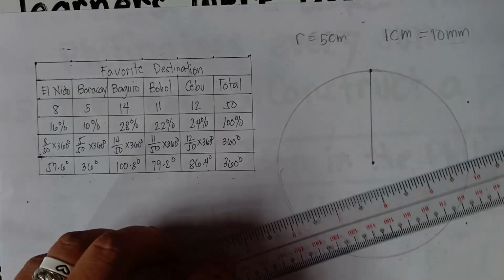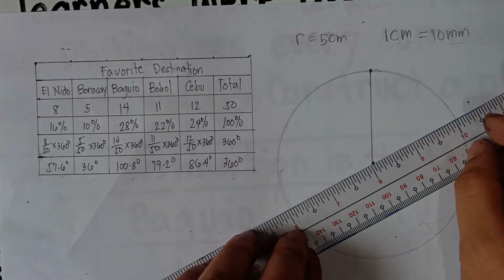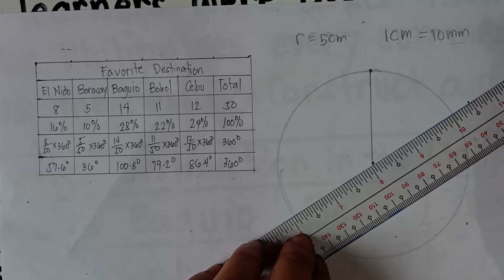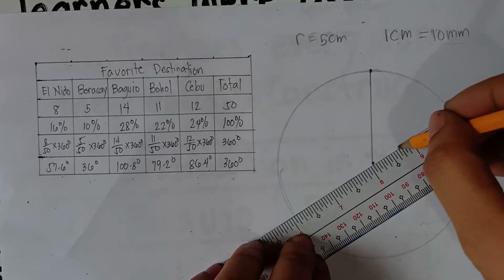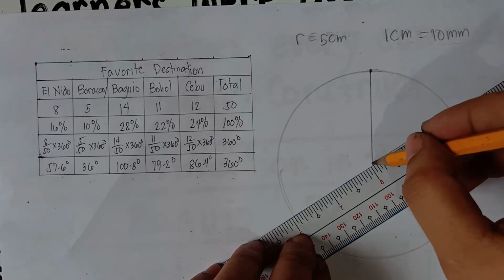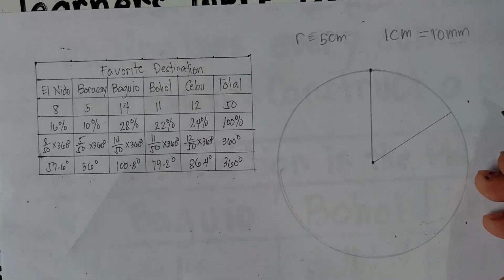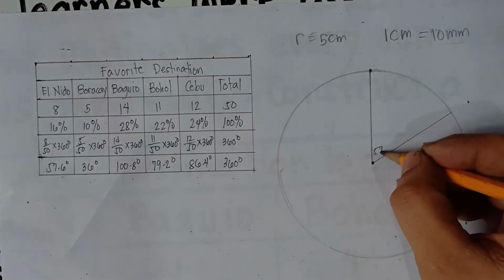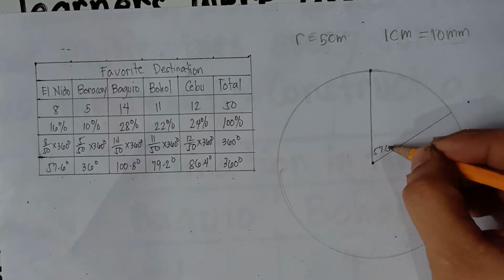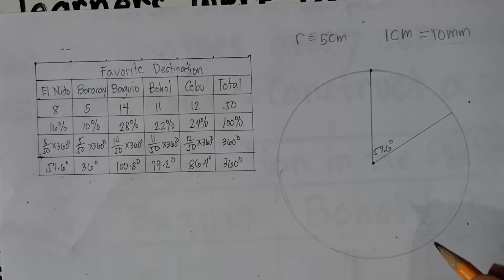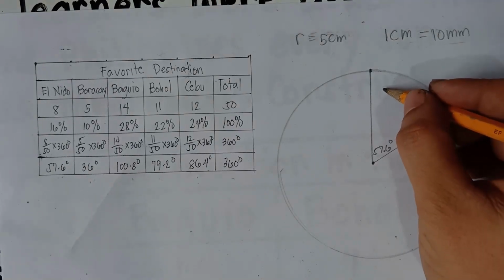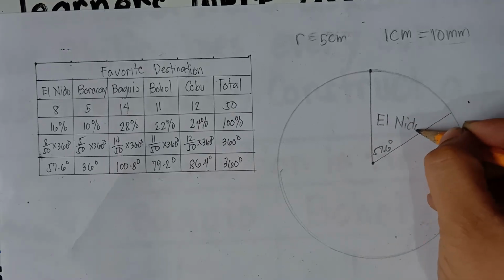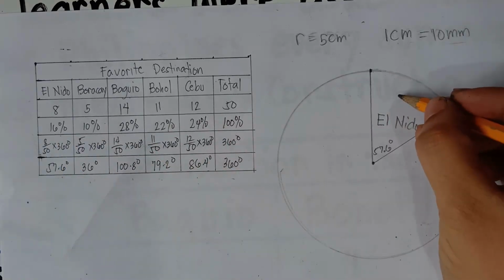Alright, and then use your ruler to connect this one. You're done with the first sector. So this is the angle, estimated 57.6 degrees, and this will be El Nido. And then the percentage, that would be 16%.